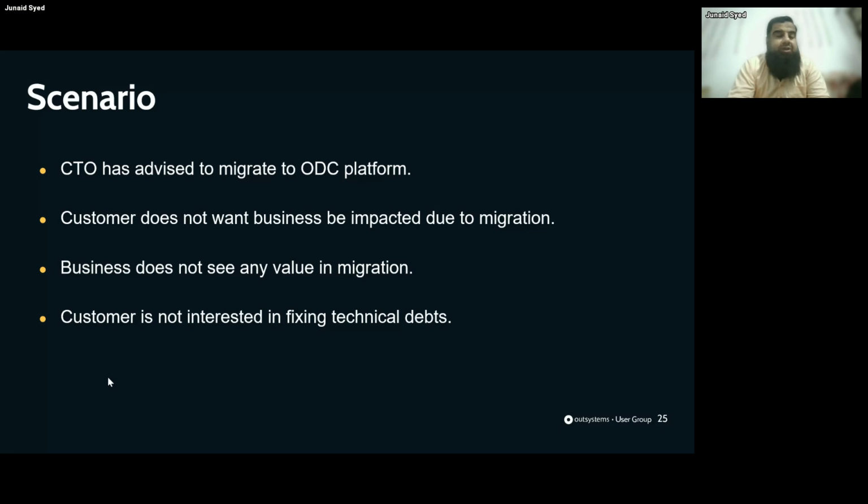And it is the case with most customers, right? They are not interested in fixing technical debt unless the technical debt starts biting them. So you keep telling the customer that there is technical debt in this application, there is technical debt in that one, and they don't really pay attention to it unless it becomes really serious, and they start seeing performance issues or functional issues with their application. Only then do they realize that they need to pay attention to technical debt. So this was the scenario we had before we started our migration.